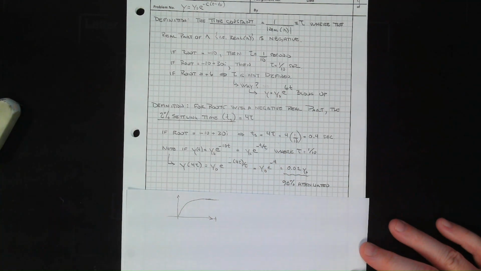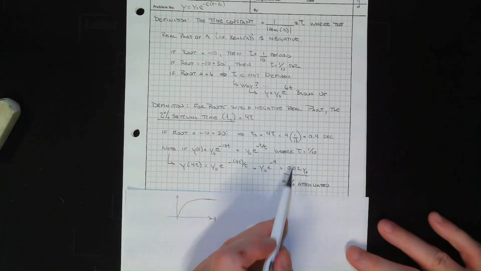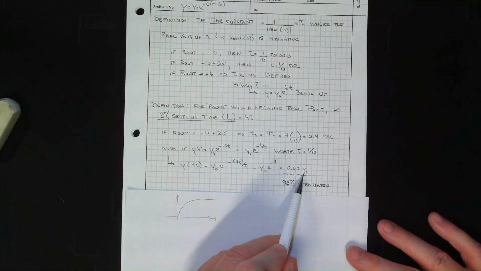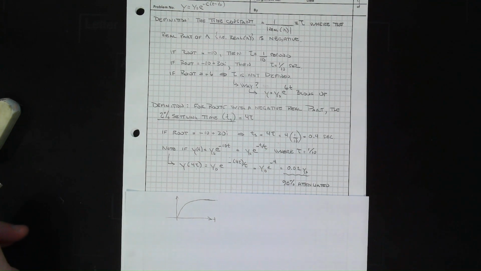So the standard accepted level for what is the settling time? We go with 4 time constants, at which point 98% of the initial condition has been wiped out. And that's usually pretty close to where this thing is done.